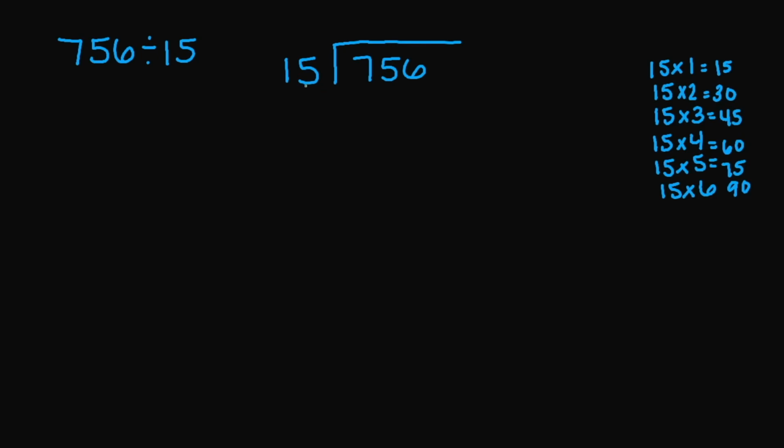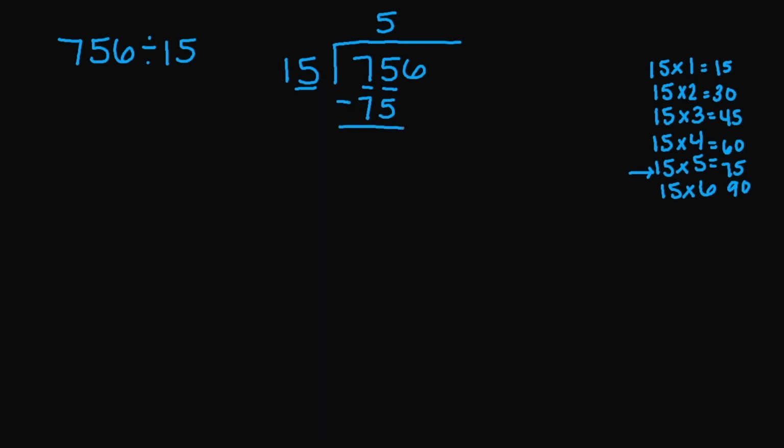Let's try 756 divided by 15. Okay, let's set up the problem. So 756 on the inside, 15 on the outside. So we're going to ask ourselves, 15 goes into 7 how many times? It doesn't go, it's too small. So now let's try 15 goes into 75 now how many times? I can use 15 times 5. That's going to give me 75. So I'm going to write a 5 up here. 15 times 5 is 75.